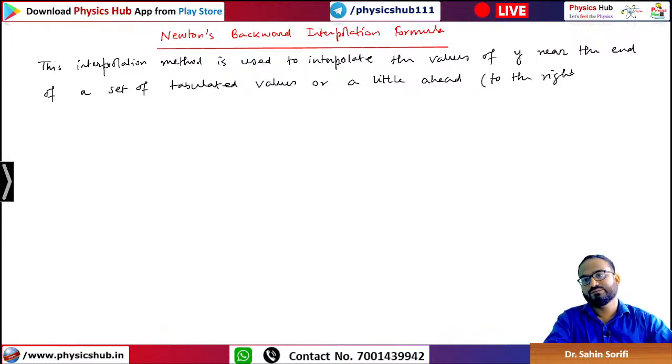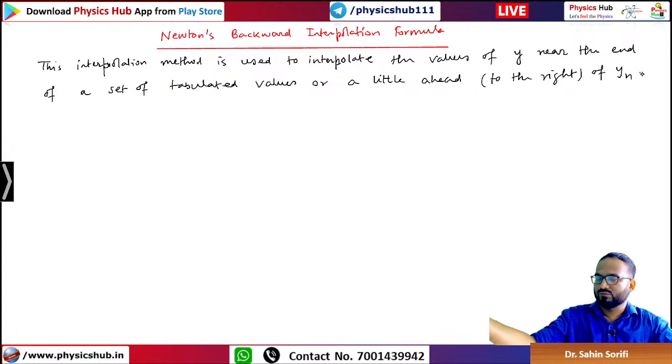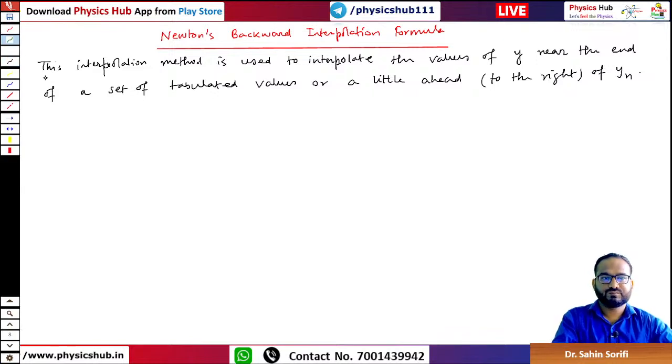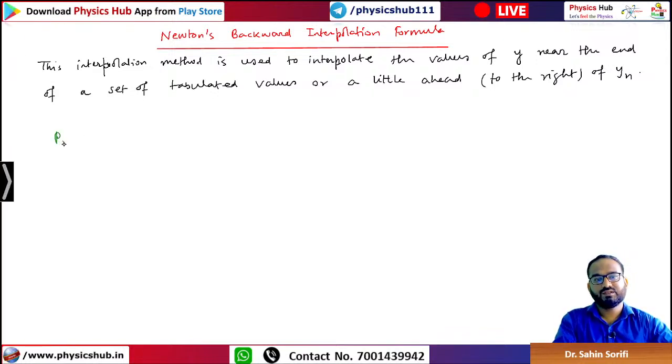To the right of yn. So at yn your table ends, but you can further find values for, let's say, yn plus 1, which is beyond yn. So here the formula becomes Pn of x. This is the value of y at the unknown value of x. This is equal to, look, in the forward interpolation formula we used y0, but here it is coming from the right.